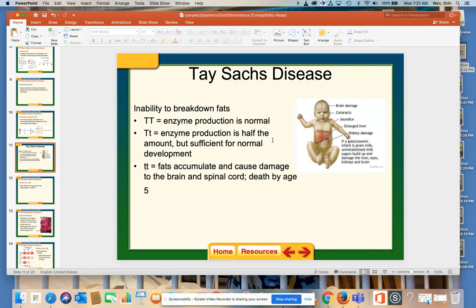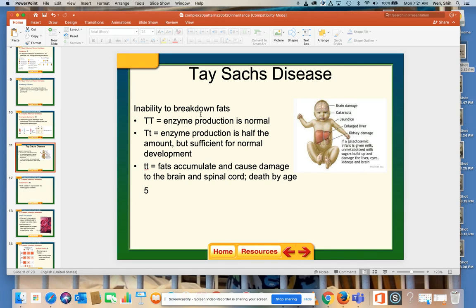Now, as you know from the previous semester when we talked about cells, fats are used in order to produce cell membranes. So it's important for us to be able to take in fat, but individuals that have Tay-Sachs disease are unable to break down that fat, so it accumulates in their brain and spinal cord.